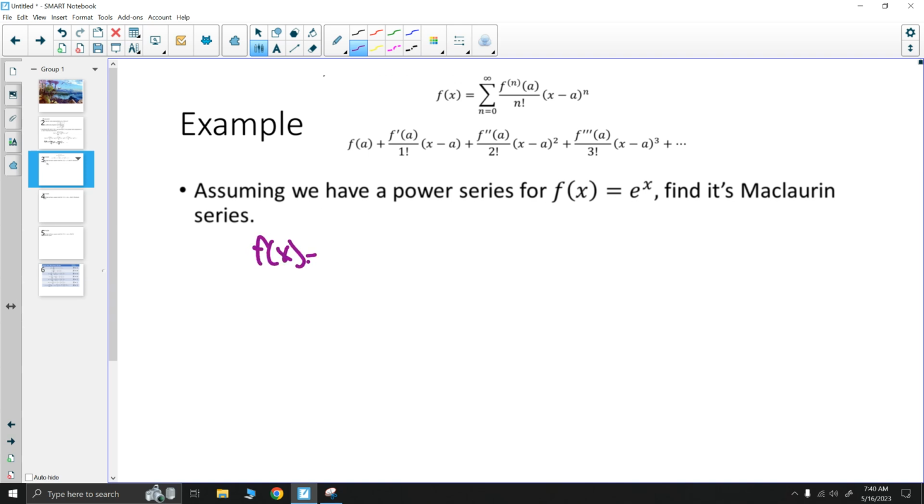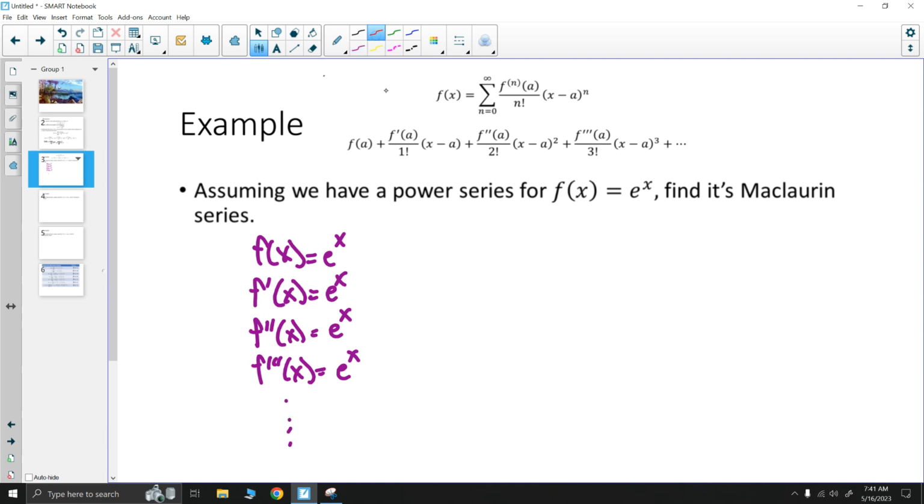We know that f of x is e to the x. That tells us that f prime of x is also going to be e to the x. F double prime of x is also e to the x. F triple prime of x is e to the x, and so on and so forth. Now let's think about it in terms of 0. F of 0 is e to the 0, which is 1. F prime of 0, again, this is our Maclaurin series when a is 0, so f prime of 0 is 1. F double prime of 0 is 1. F triple prime of 0 is 1, and so on and so forth.